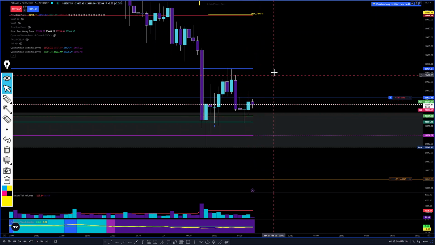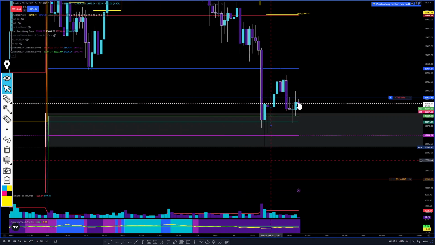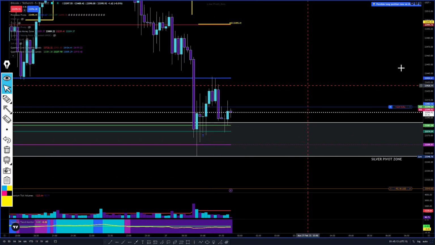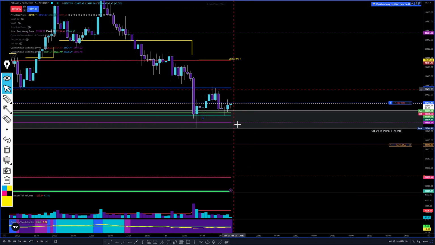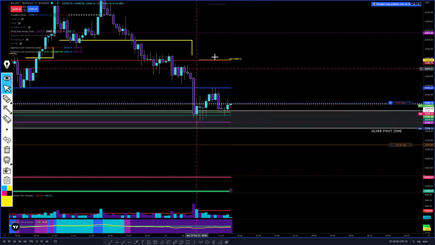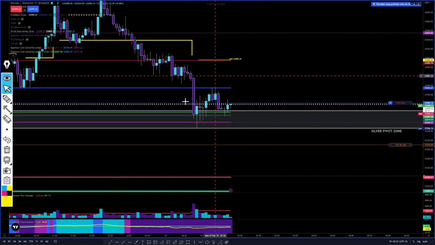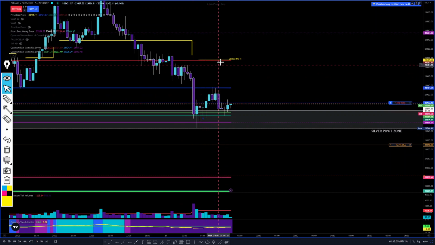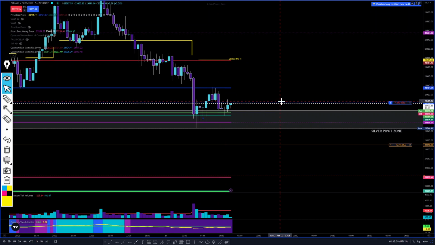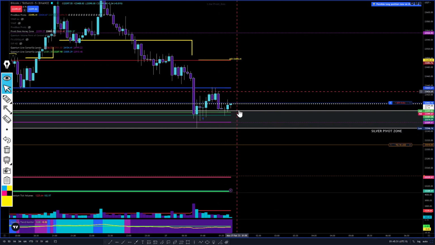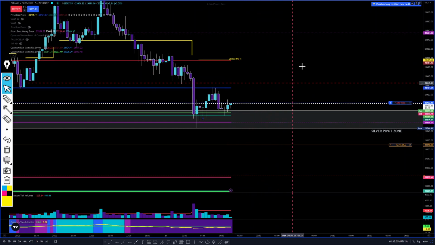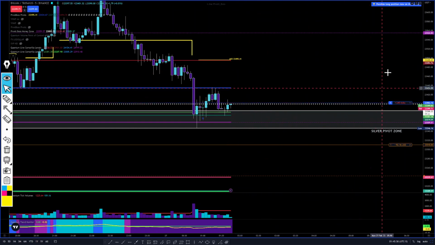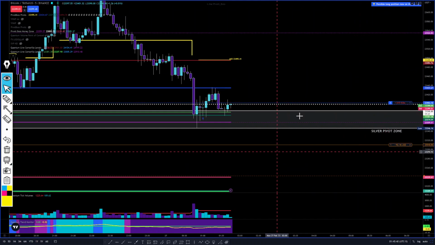So we'll see what it'll do overnight. It could also just consolidate and bounce between these levels, or just stay within the central pivot range, which is, this is the top central pivot right here. That's at 23,494.76. So we could even auction in between this level overnight, and who knows what it'll do from there.